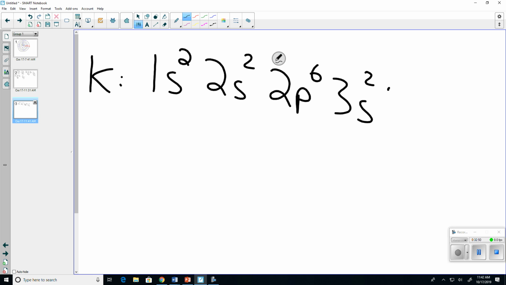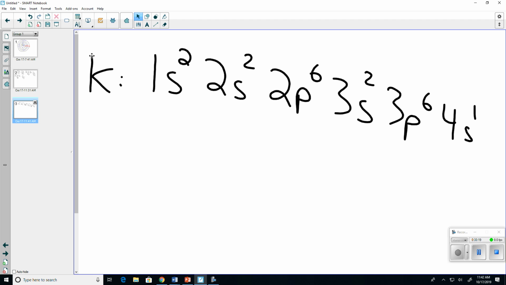After 3s2 comes 3p6, and I end in a 4s1. Electron configuration still shows energy levels, still shows orbitals, and with a superscript, it shows how many electrons. It just doesn't show arrows. Okay? Now, underneath that example on your sheet, it says shorthand electron configuration.